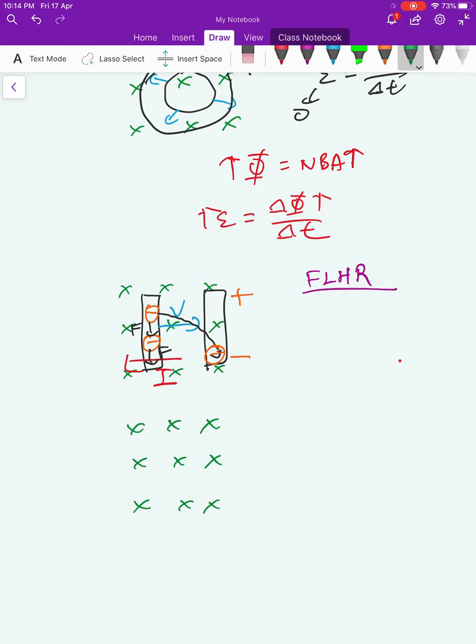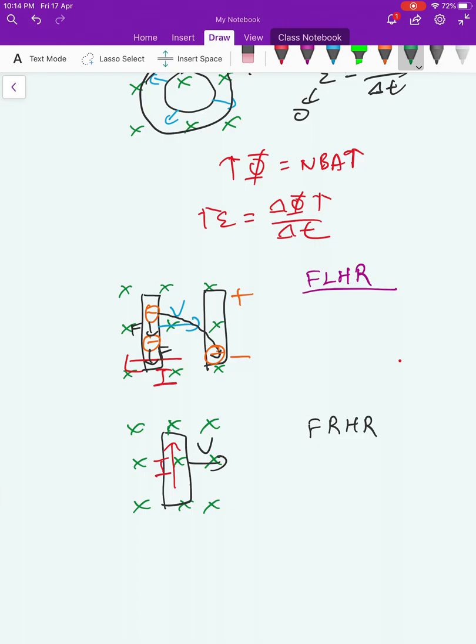What about my right hand rule? My right hand rule tells me the direction of current flow. This is V. Fleming right hand rule is also FBI. So using FBI, my current flow is in this direction. This is our current flow. So it's consistent.